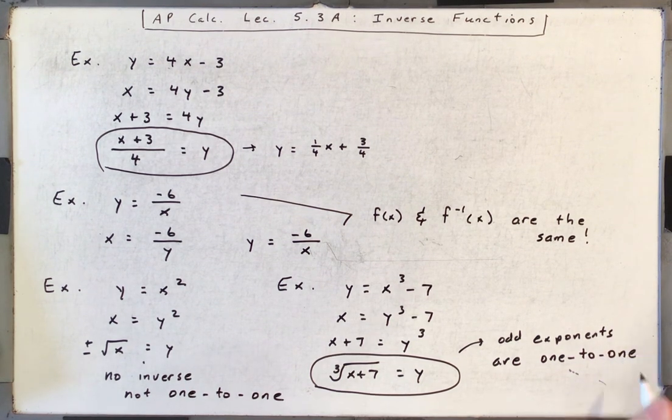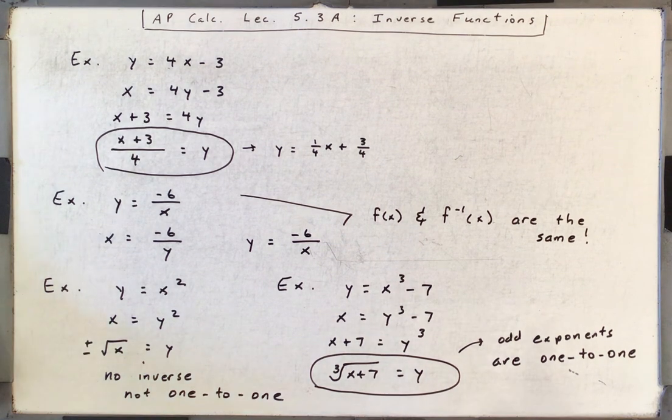It's those even exponents that'll get you. Okay, so 2, 4, 6, 3, 5, 7. You can have a negative when you cube something, right? You can get a negative answer. Whereas if you square something, you can't.